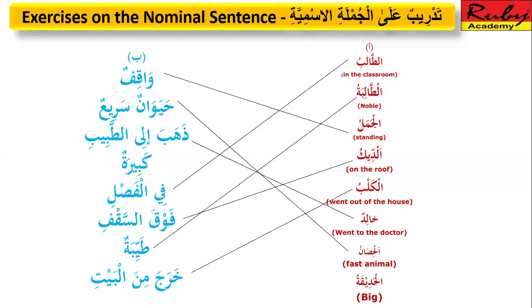Now the next one, al-hadiqatu kabiratun. Al-hadiqatu is definite, so it is called mubtada. And kabiratun is a single noun, but indefinite, so we can say it is khabar. I hope you are getting what kinds of mubtadas and what kinds of khabar there are, so that we can understand the complete nominal sentence. Ma'am, what do you mean by al-kalbu? Dog. Oh, dog, okay.